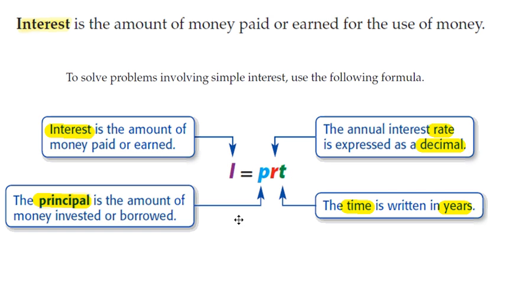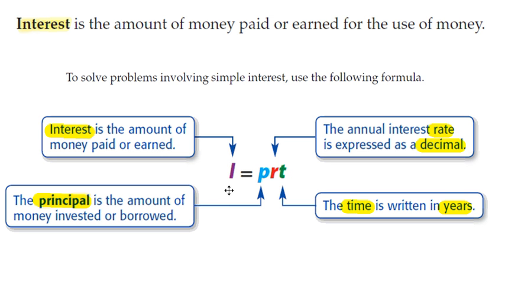Interest is the amount of money that you pay or the amount of money that you earn when you use money. Obviously, it's better to earn money, to invest your money and earn interest on it than to pay someone else interest to borrow their money. And the formula that we are going to use when we solve problems with simple interest is this formula right here. I equals P times R times T.